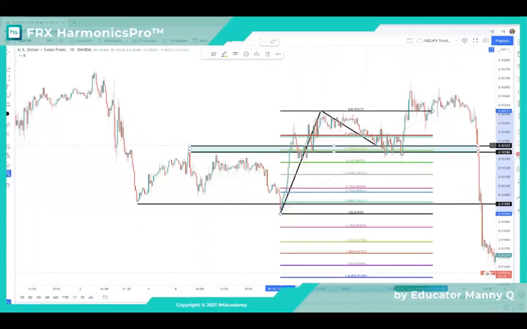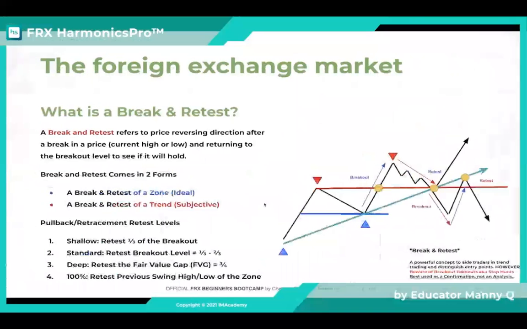Okay. And we can see, well, this actually gave us a shallow pullback, but this in fact retested. Let's come back over here. Not a shallow pullback. It gave us a shallow pullback. Pardon me, I'm a little disoriented.